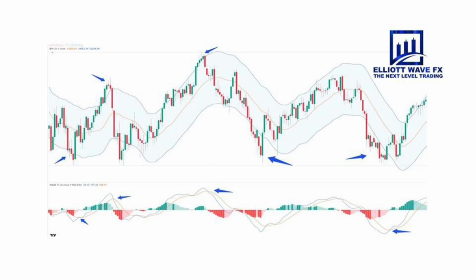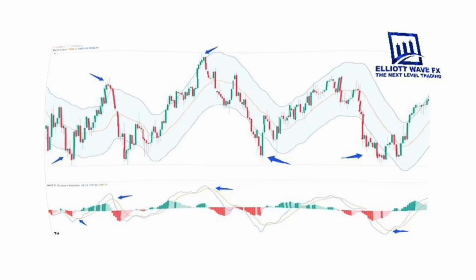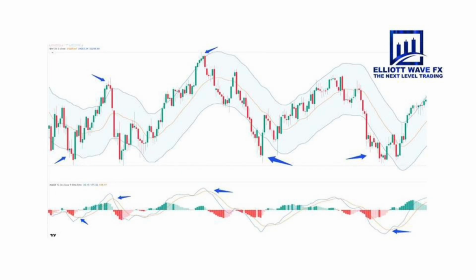Support and resistance levels. The upper and lower envelopes can act as potential support and resistance levels. In an uptrend, the lower envelope may serve as a support level, where the price is more likely to bounce back up. In a downtrend, the upper envelope can act as a resistance level, where the price is more likely to reverse and move lower.